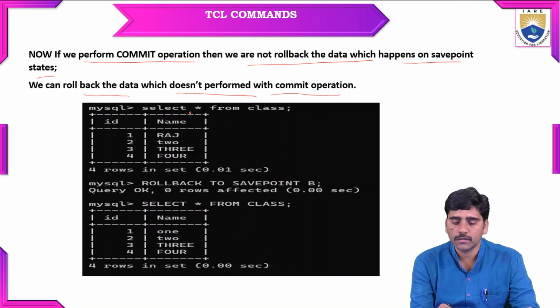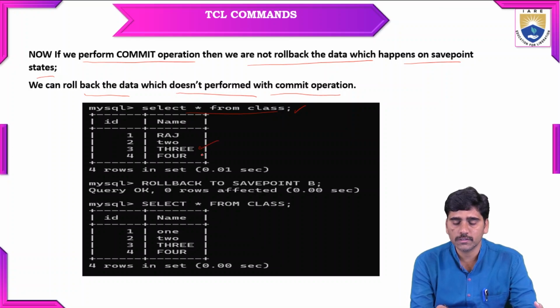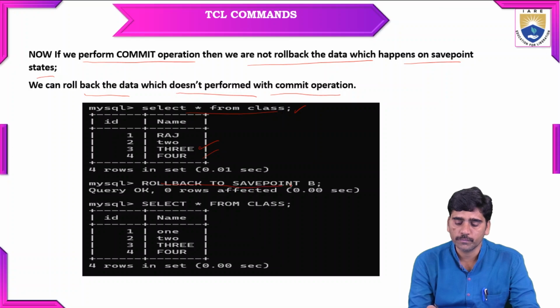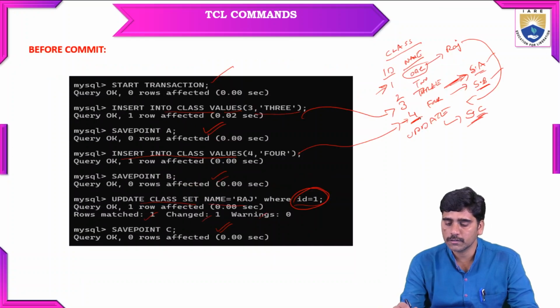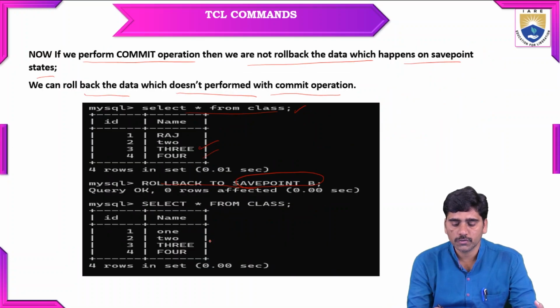Now if I type select star from class, it displays the updated value Raj, and the third and fourth values also inserted. Now if I want to roll back the data before performing these operations, I roll back to save point B. Save point B was created at the fourth value insertion, so rolling back to save point B displays values only up to that point.